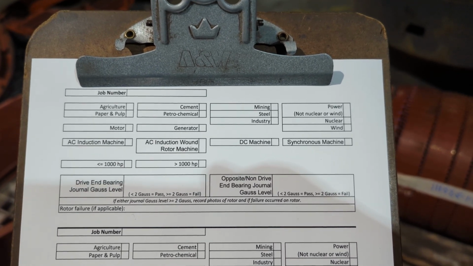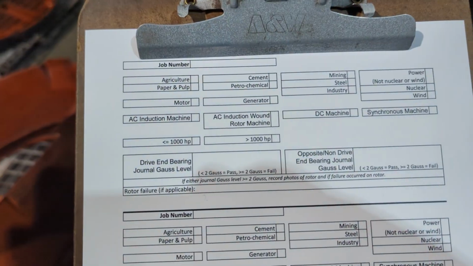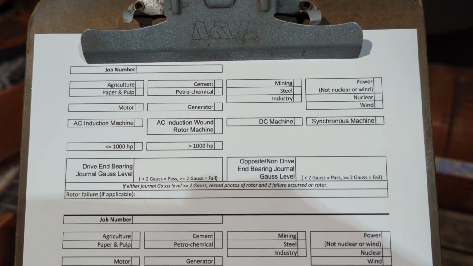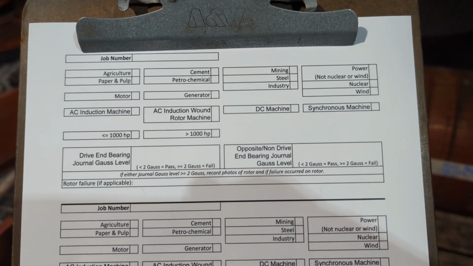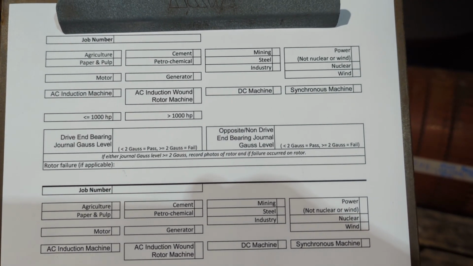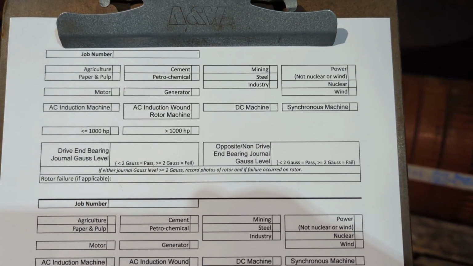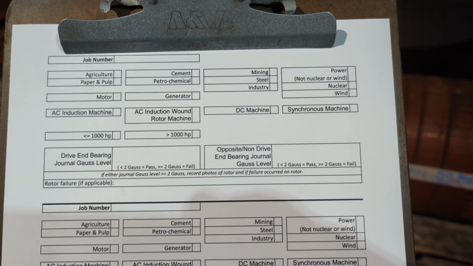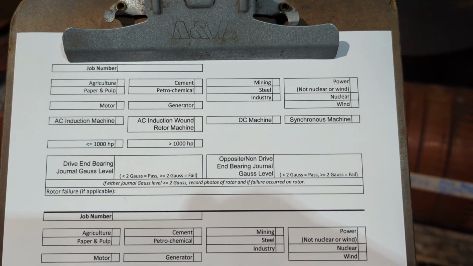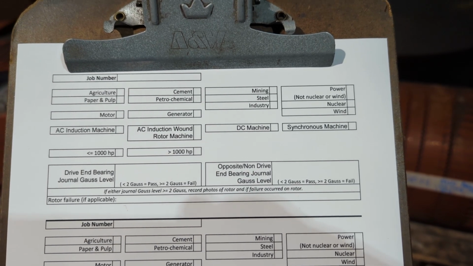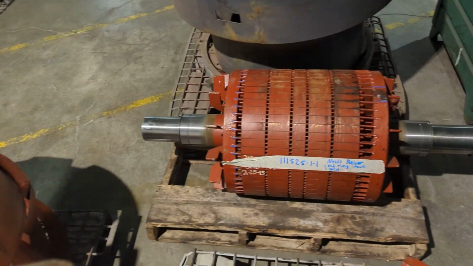Then I want to mark, is it a motor or generator? Is it an AC induction machine? Yes, that's what it is. Or is it a wound AC induction machine, a DC machine, or synchronous? Then size-wise, I know this one is less than 1,000 horsepower. And then I want to record my readings, and if there's a reading larger than 2 Gauss, we'll make a note, take some photographs, and see if I can see a failure or if there is no failure, and then hopefully know a little bit more about the machine. So let's go ahead and look at the machine and take some measurements.